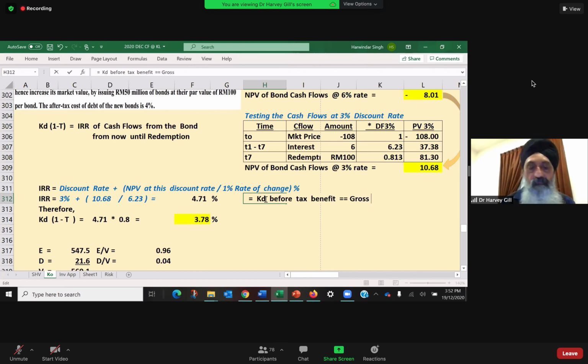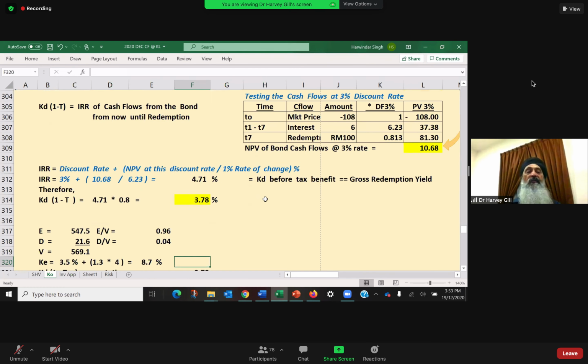Redemption yield. And then of course, because we are taking this in for our K0 calculation, I will make the tax saving adjustment, which is 0.8. I get 3.78. There you go.